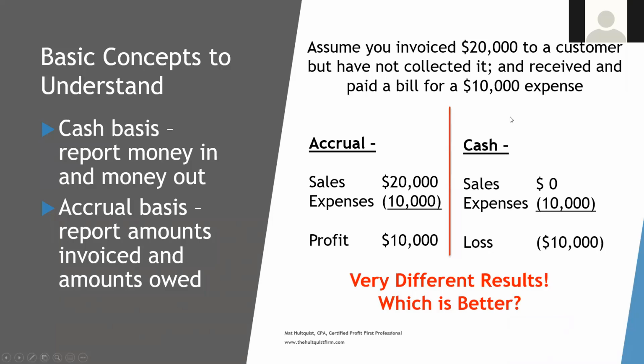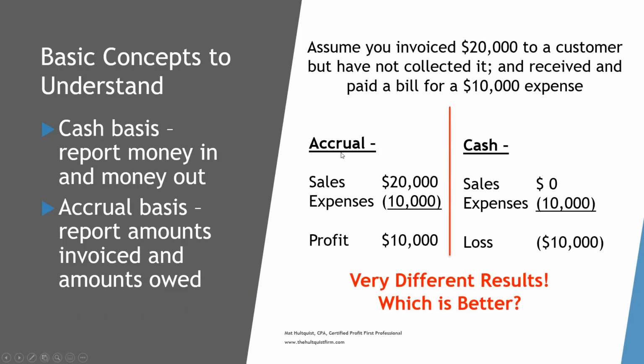So let's assume that you invoiced $20,000 to a customer, but you haven't collected it yet. You just sent them an invoice, you did the work, you sent them an invoice, and they haven't paid it yet. And you also received a bill for $10,000, and you paid that bill already. Okay, so this $10,000 bill related to the $20,000 of work, and you paid that bill. Okay, so under an accrual profit and loss, you're going to show sales of $20,000 because you billed a customer for the $20,000. Expenses are going to be $10,000 because you received a bill for $10,000.